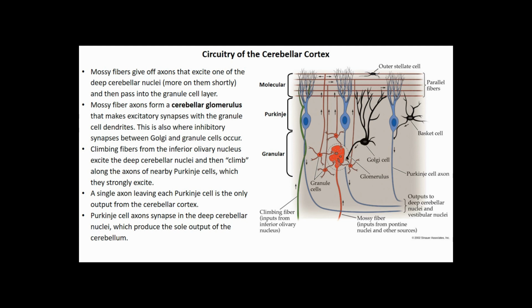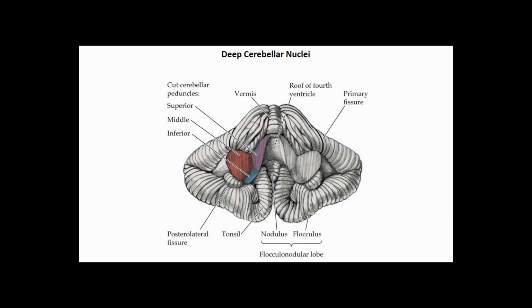So the climbing fibers are heading up to the deep cerebellar nuclei, bam, just like the mossy fibers. Then they go up to the cortex here, bam, and they're going to excite the Purkinje cells. Now, the Purkinje cells, right here, these big blue guys in the middle, those are the only outputs from the cortex. Every other cell in this area is modulating the output of the Purkinje cells, and the Purkinje cells are going to send inhibitory signals to synapse with the deep cerebellar nuclei. So let's talk about those.